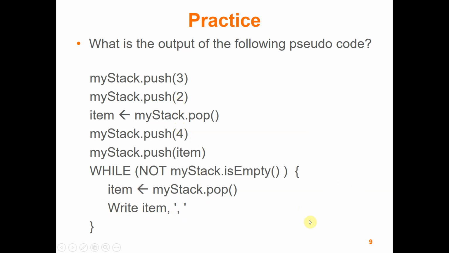So our stack is 3, 4, 2, and you remember that we can only remove or pop the elements from the top. The first item that's going to get popped is 2, then 4, then 3. So the output of this is going to be 2, 4, 3.